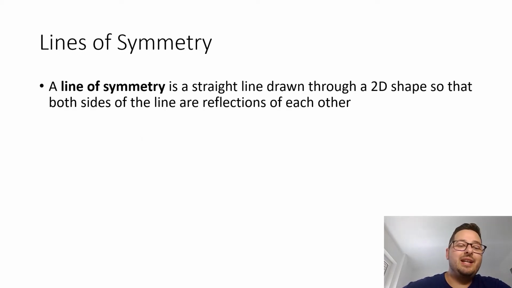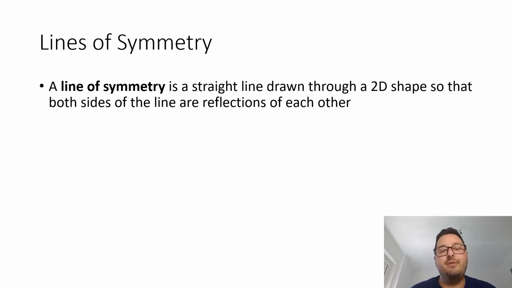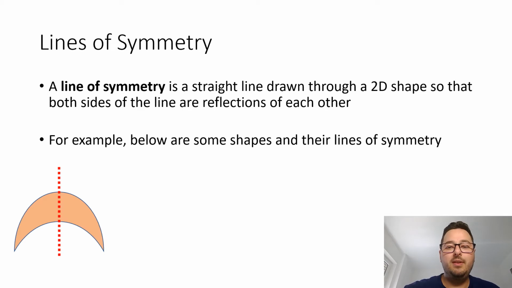Right then, so what is a line of symmetry? Well, it's a straight line that basically goes right in the middle of a 2D shape so that either side of the shape is a mirror, a reflection of the other. Okay, so it's easier to just look at some.